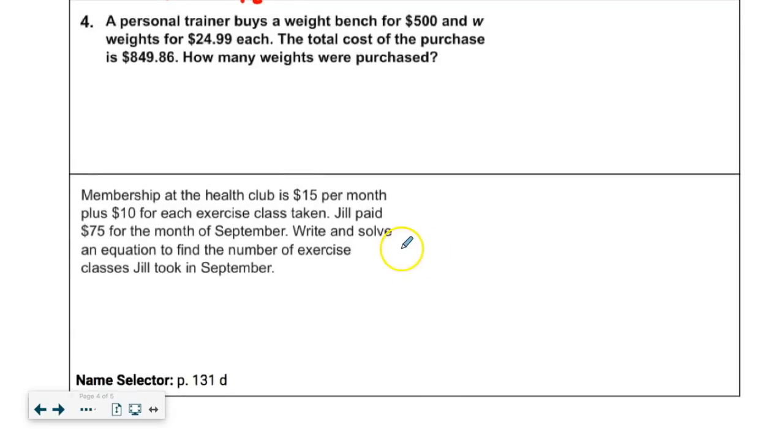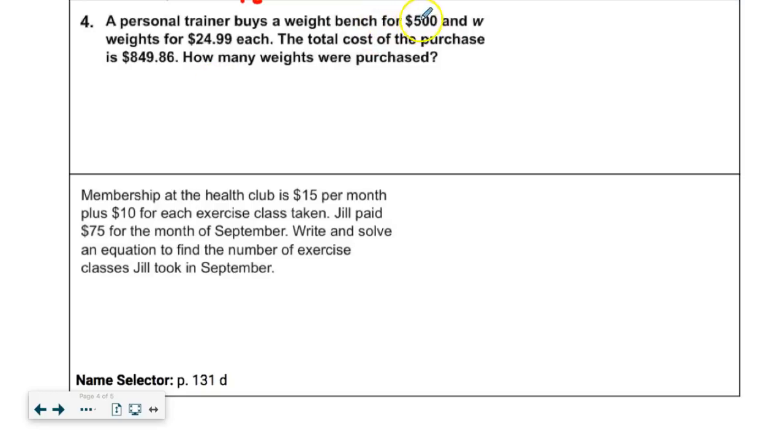A personal trainer buys a weight bench for $500 and W weights for $24.99 each. The total cost of the purchase is $849.86. How many weights were purchased? Okay, so I know that the weight bench is $500 and W weights for $24.99 each. So now I know the cost of each weight, but I don't know how many weights were bought.